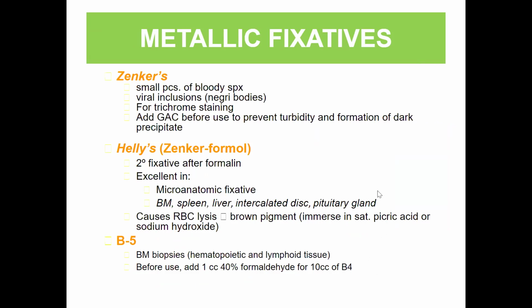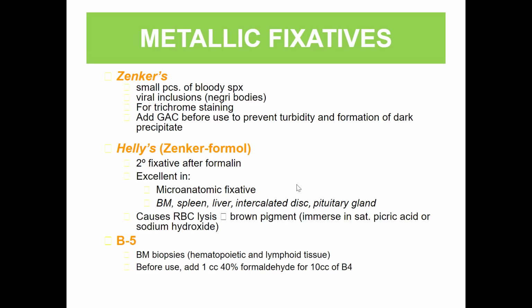Another is your Zenker solution. These are used in small pieces of blood specimens. Also, viral inclusions in your Negri bodies, in your rabies. Also, your trichrome, for trichrome staining, you should add your glacial acetic acid before use to prevent turbidity and formation of your dark precipitate, since this is also a metallic fixative.